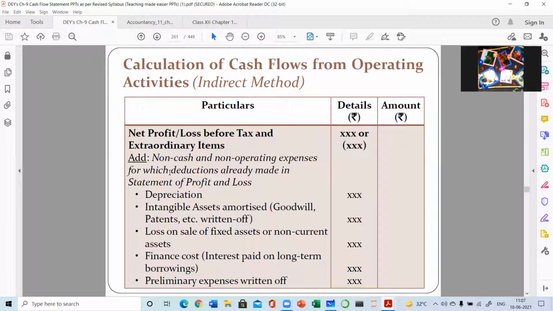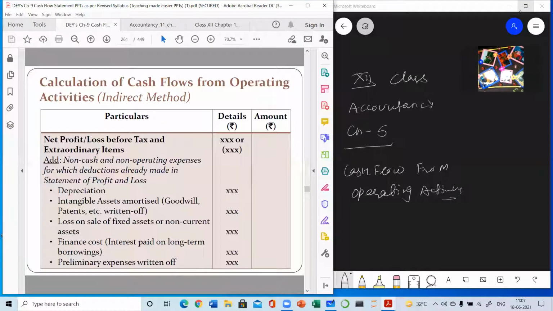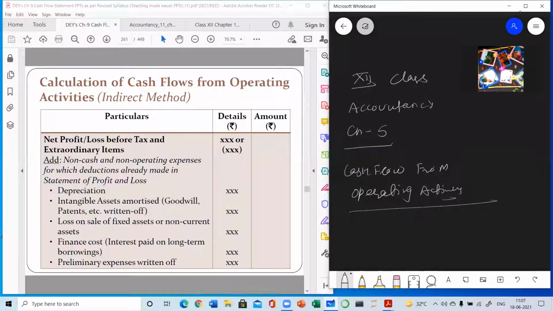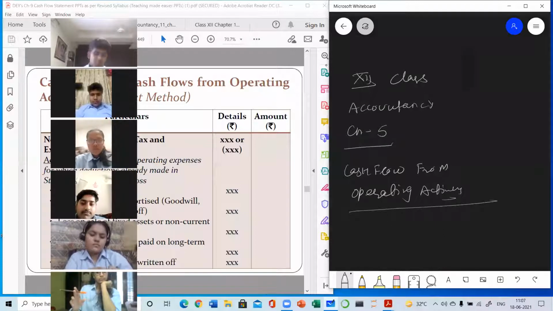Now some non-cash and non-operating expenses will be added. Why? First of all, I just want to explain the reason why the non-cash items and non-operating expenses are added. So non-cash items are those items in which there is no effect on cash.